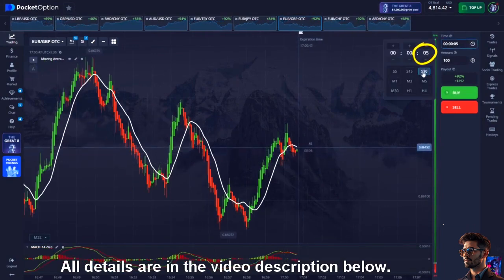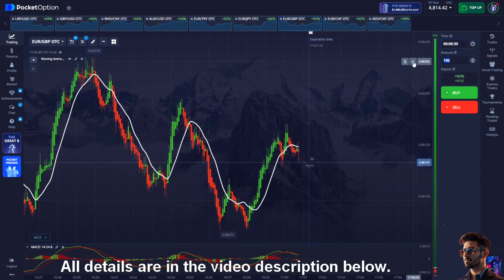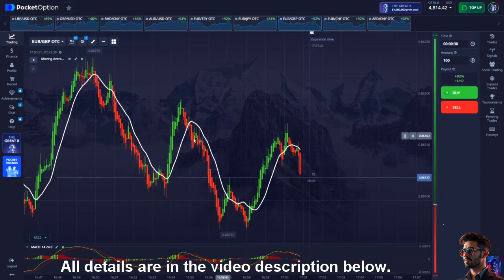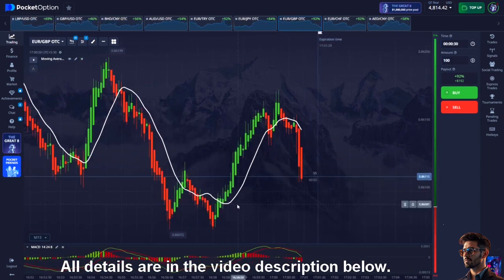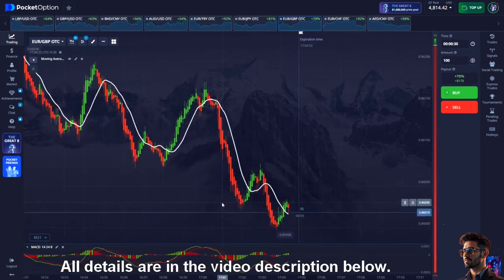Make sure to select your expiry time of 30 seconds and we will take trade with the amount of $100. You can use the amount as per your account balance. So now let me explain how you can take trades by using this strategy.